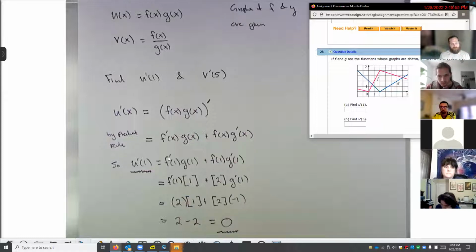F primed of 1, that's the slope of the graph of f when x is equal to 1, that was 2. G of 1, that's the y value on the graph of g, where x is equal to 1, that was 1.